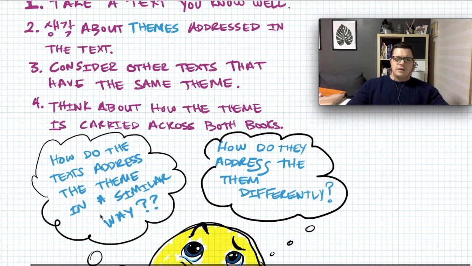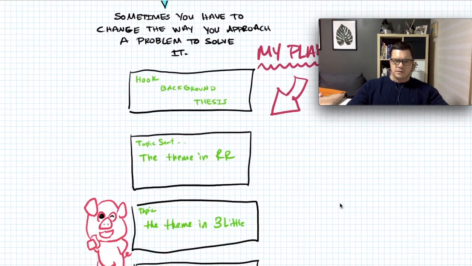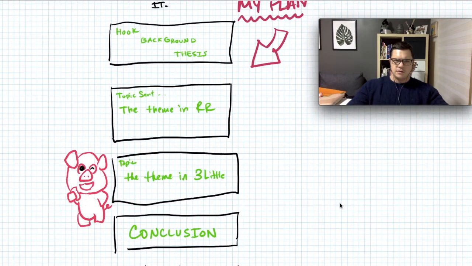I think about how they address the theme in a similar way and how they address the theme differently. Then I make my plan. Okay, then I make my plan. And there's more than one way to write a compare and contrast essay. This one is called the block method. You don't really need to know that, but it's called the block method because this paragraph is a block about Raymond's Run. This paragraph is a block about Three Little Pigs.